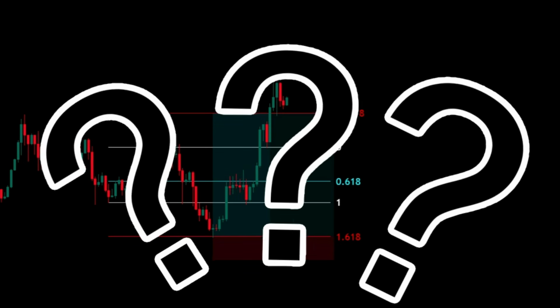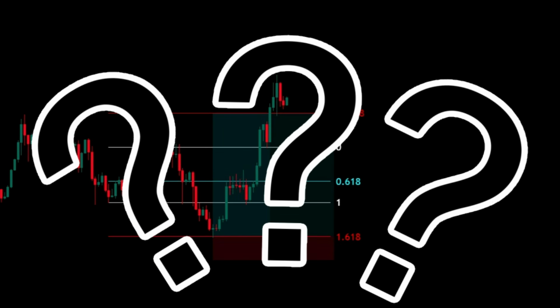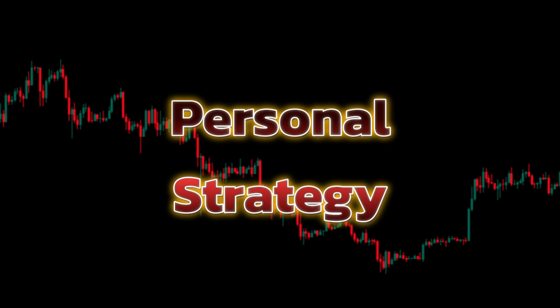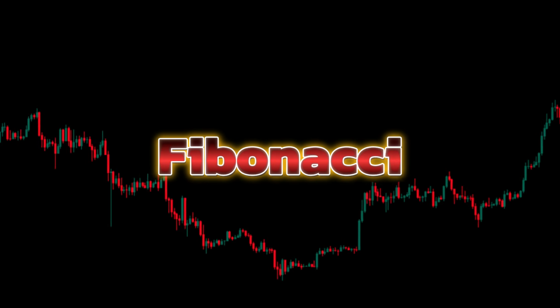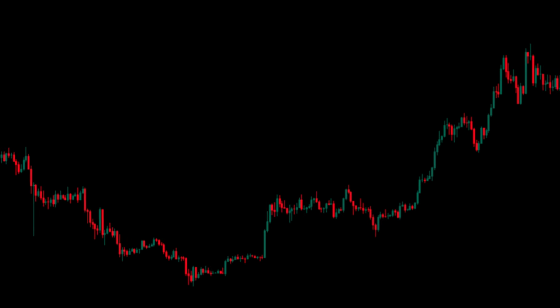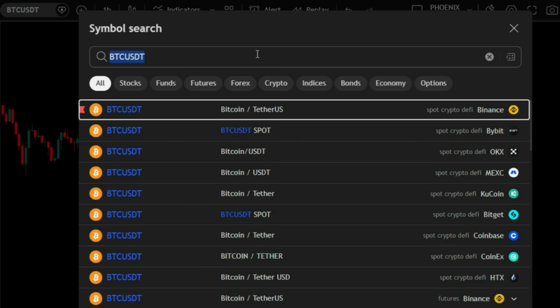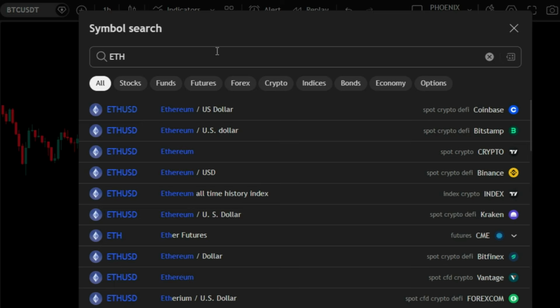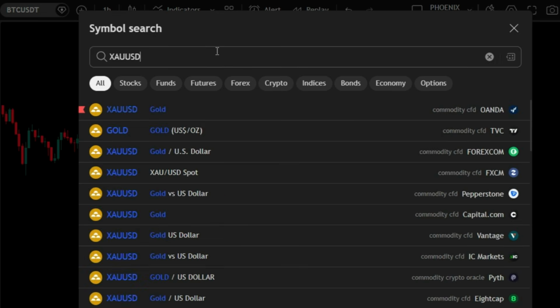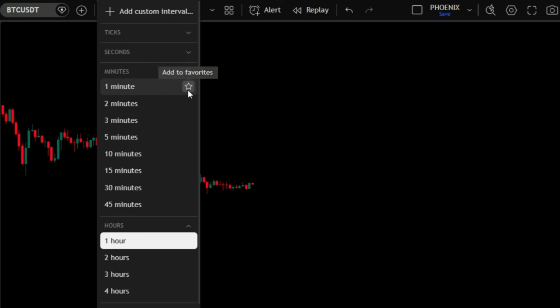You might be wondering, how am I doing this? Well, I have to tell you, this is my personal price action strategy using Fibonacci Retracement that I have decided to share for free. You can use it on pretty much any chart and any market, Bitcoin, Ethereum, or gold, doesn't matter. And from what I've tested, it can be applied in almost all time frames from 1 minute to daily.